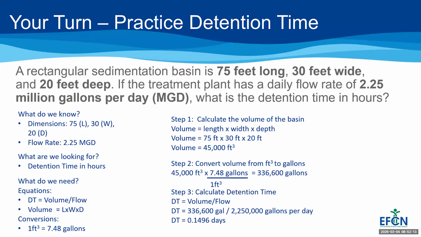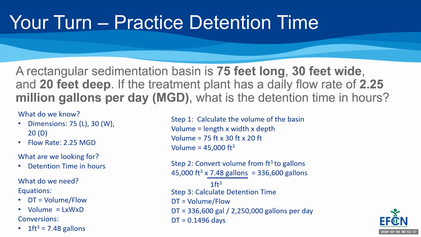So now we've got volume. So we can use the detention time calculation. Detention time is volume over flow. We've got the volume and we've got the flow. The flow was given to us in millions of gallons per day. So we multiply that by a million to get 2,250,000 gallons. And we do that math and we get 0.1496 days.